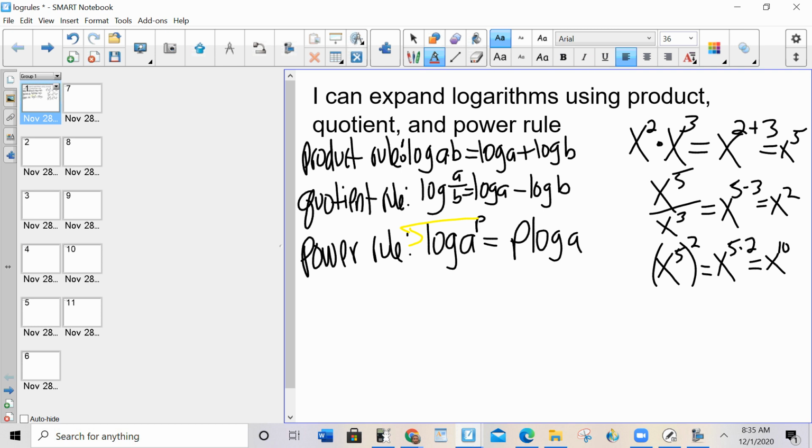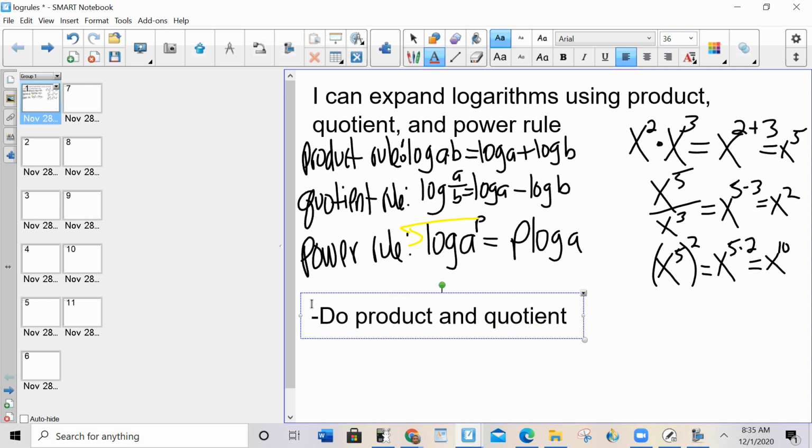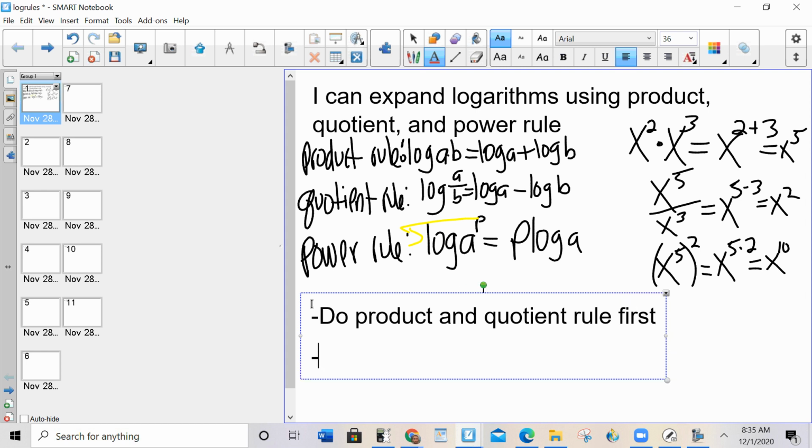When I'm expanding, when I'm applying my rules, always do product and quotient rule first, and then do power rule last. All right, we're going to do our product and our quotient rule first. We're going to do our power rule last.